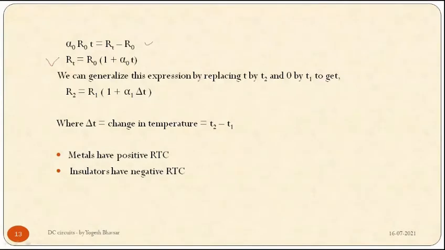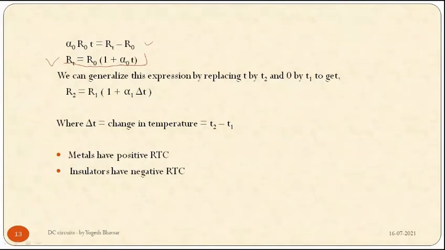Rearrange this and you will get RT is equal to R0 in bracket 1 plus alpha 0 T. So this is the desired expression for RT. Resistance at any temperature is equal to resistance at 0 degree Celsius in bracket 1 plus alpha 0 T.